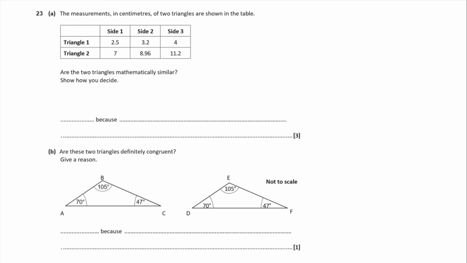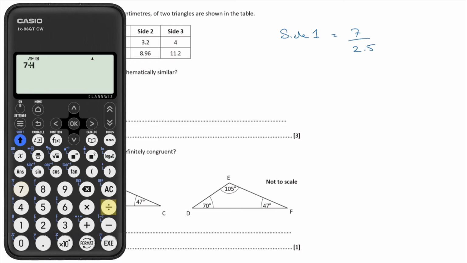Now, if these triangles are similar, it means all the sides are in the same ratio. It means that one is an enlargement of the other. So what I could do is divide each of the sides by each of the sides and see if I get the same answer. So for side 1, I could just say that is 7 divided by 2.5. What's that then? 7 divided by 2.5 comes out to be 2.8.